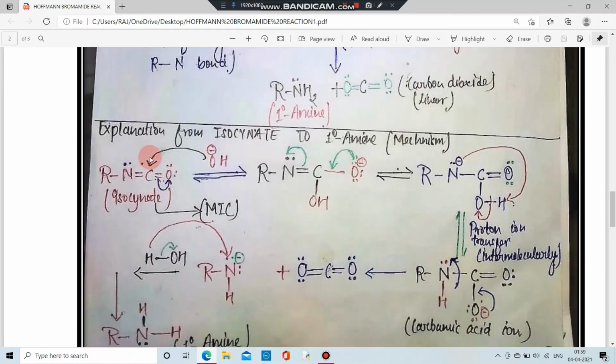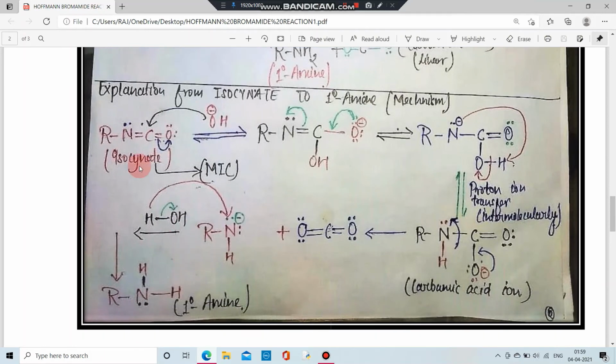Now we are going to explain isocyanate to main product in detail. So we have taken R N double bond C double bond O in the presence of base. The base is going to attack at the carbon. During that, the pi bond between C and O is going to shift as O negative. So we have got R N double bond C OH. This is the new bond between OH and C. During that time, the CO becomes O negative. Now this O negative is going to shift as a pi bond, but the valency of carbon is 5, so it's unstable.